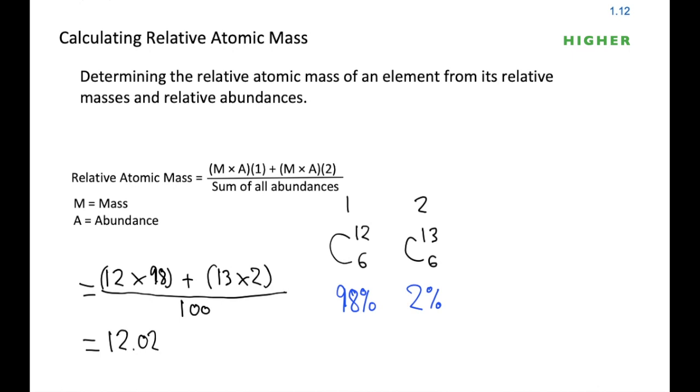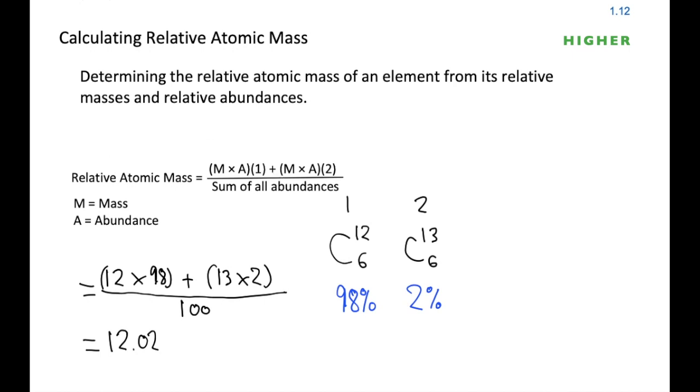So the answer to the example given at the end of the last tutorial is 12.02. So carbon, using these probably slightly inaccurate numbers for calculations, has a relative atomic mass of 12.02. Now we're going to spend this video looking over a couple of calculations involving the relative atomic mass, based on the formula that we've introduced.